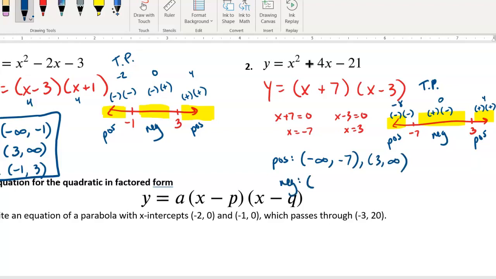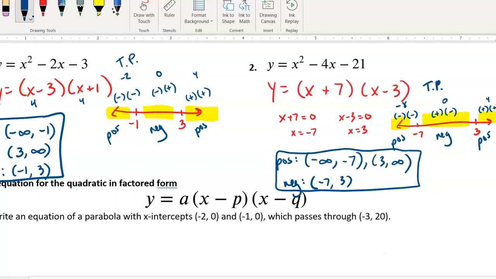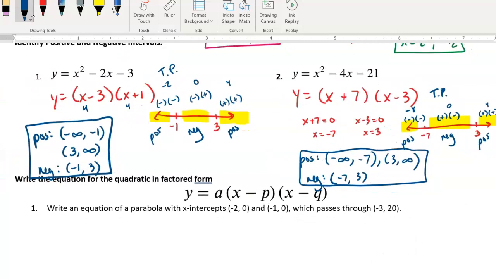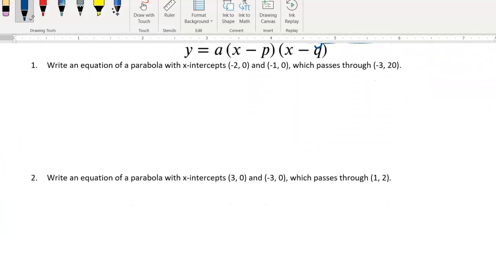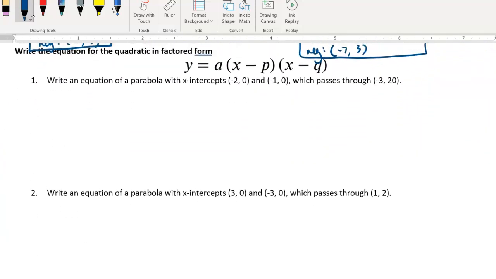And it's negative in the middle from negative 7 to 3. So without looking at a graph, that's how we can see where the graph is going to be positive or negative. The intervals goes back to what we did back in chapter 1. All right, this is the last key thing that we need to talk about.